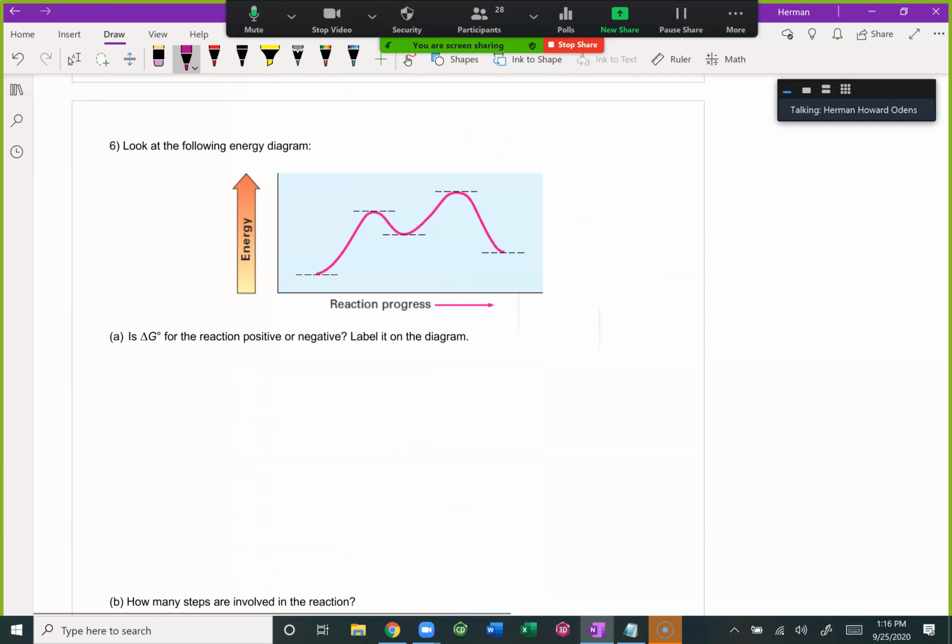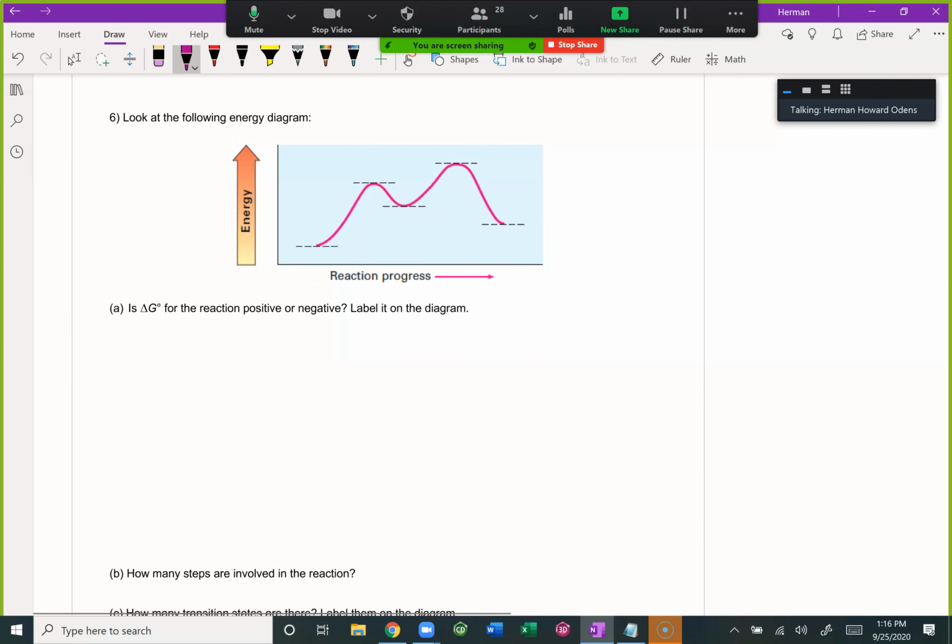We'll have just, oh, we still have a lot. I thought that was the last page.